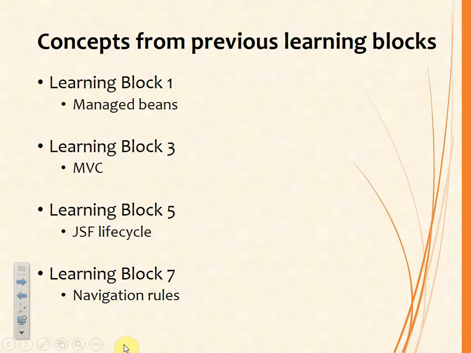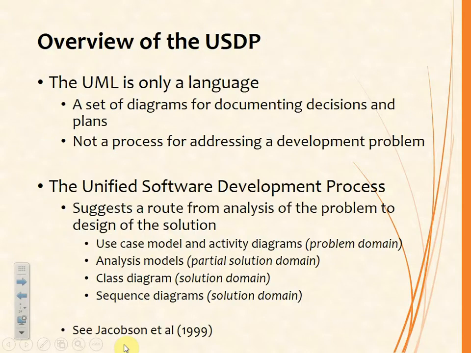As ever, you'll need to remember what you've learned about managed beans, MVC, and the life cycle, also a little bit about navigation rules. A lot of people say, when asked, what process are you going to use for designing your application, they'll say the UML. But the fallacy of that answer is in the name of the UML. It's a language, not a process.